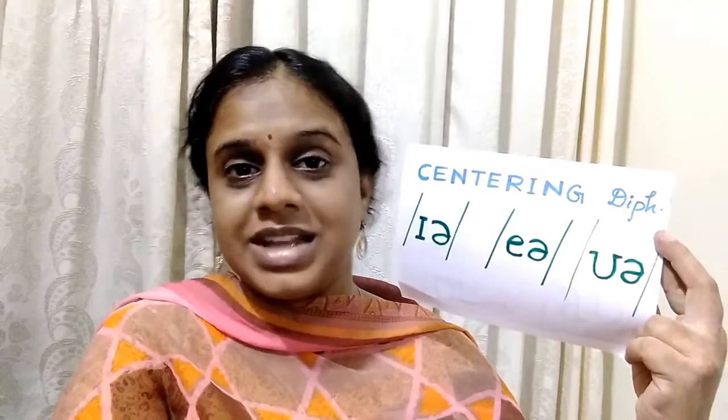Centering diphthong. Why the name centering diphthong? It's because the movement or the glide of the tongue is towards the position of a central vowel a. Ear, oor and air.